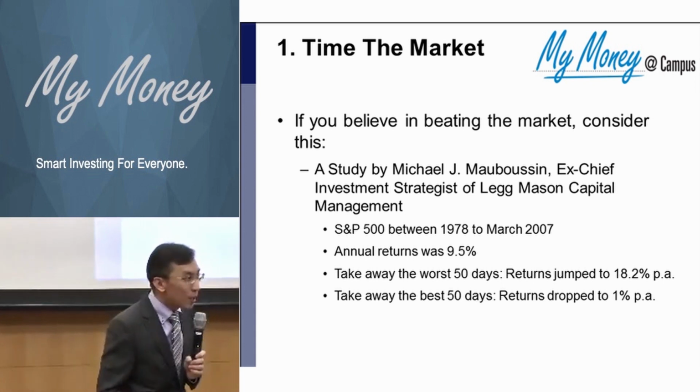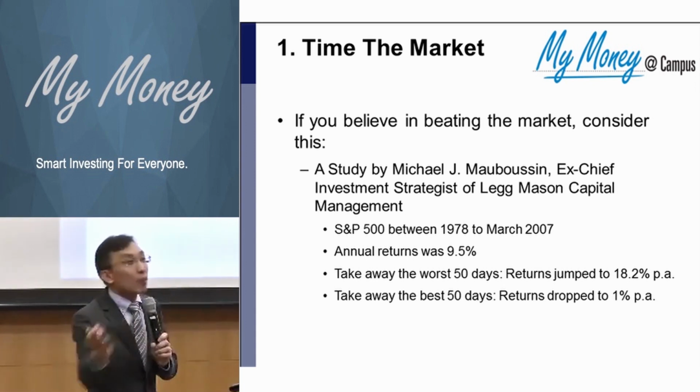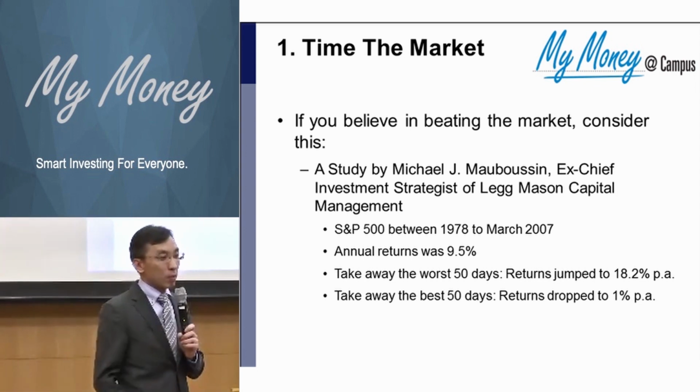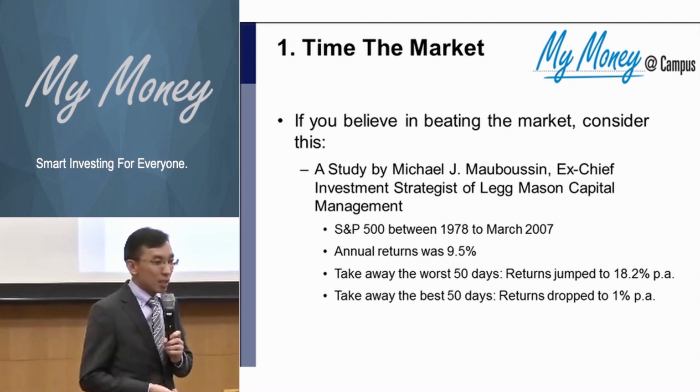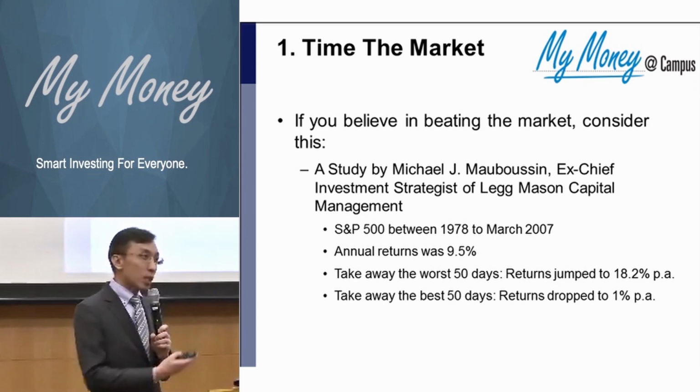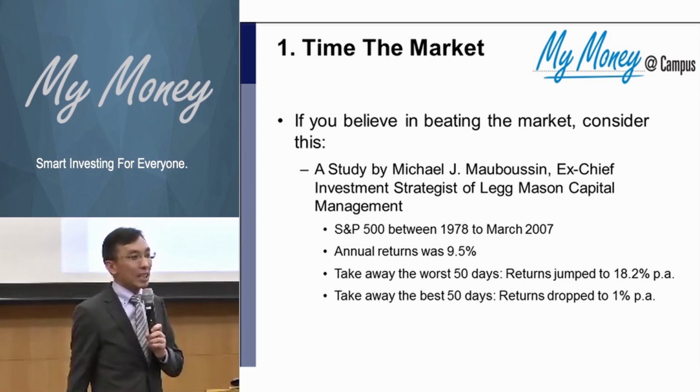But unfortunately, if whilst you are trying to get out of the market, you are wrong, which means the market actually goes up, so you miss the best 50 days, then the return actually drops to 1%. Quite jialat. So this is what he found out. And by the way, he's an active manager. Now, the second study.